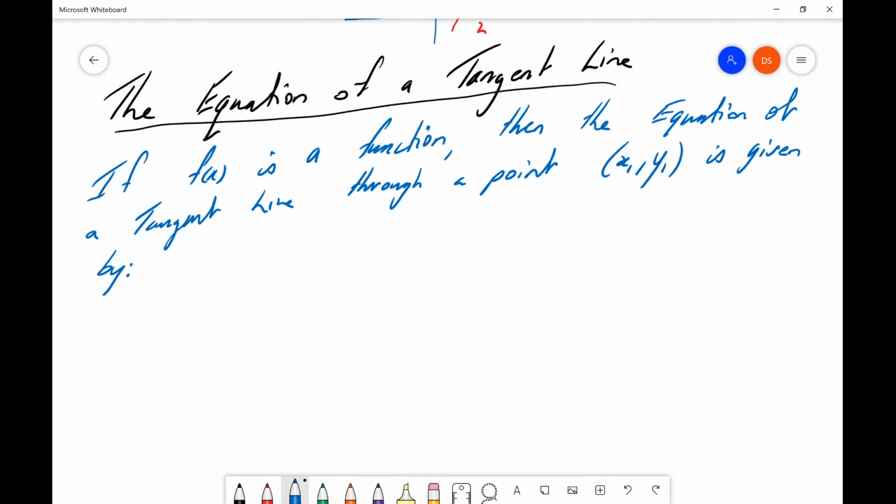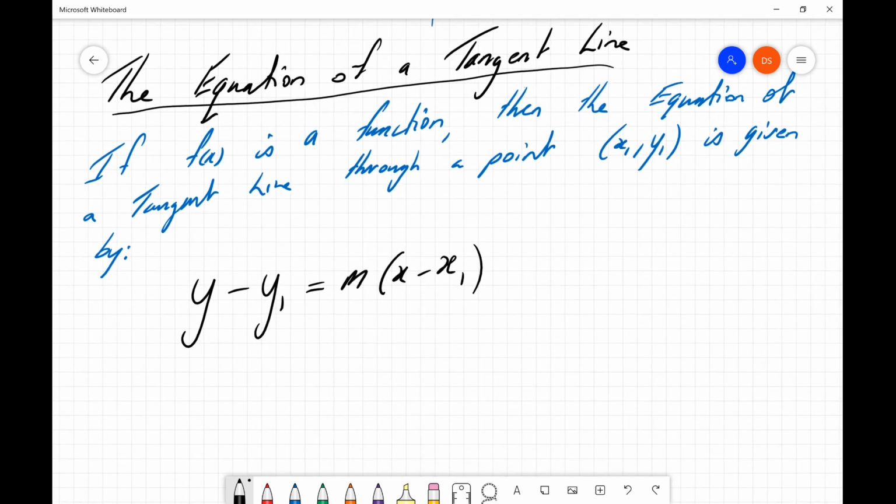Point x1, y1 is given by, okay, are you ready? y minus y1 equals m times (x minus x1). Okay, this is a very, very important equation for us.